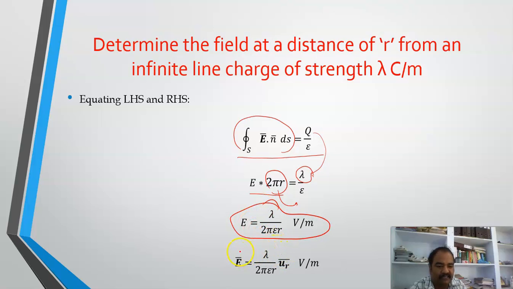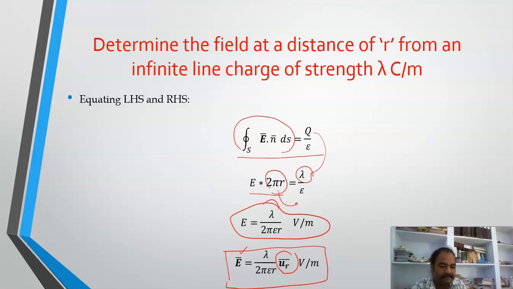So if I consider it as a vector, then I'll write the unit vector along the radial axis. So this is the expression for electric field intensity due to an infinite line charge at a distance of r. This is what we have done in the previous lecture also. So now with the help of Gauss law, it is very simple to apply Gauss law to determine this electric field intensity.